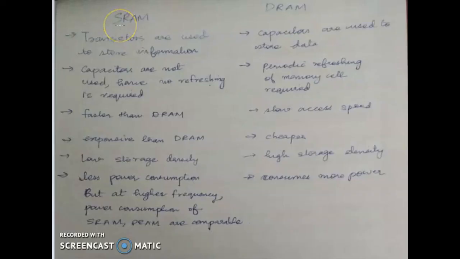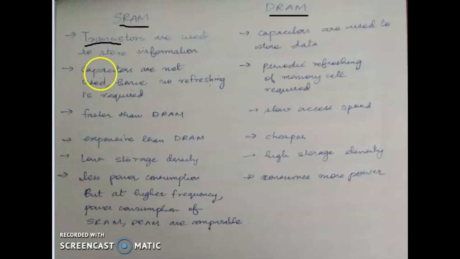Now let's see the difference between SRAM and DRAM. In SRAM we have seen that information is stored using a latching arrangement, so transistors are the storage devices used in SRAM. But in the case of DRAM, capacitors are used to store data. Therefore, in SRAM, since capacitors are not used, no refreshing is required. But DRAM requires periodic refreshing of the memory cell, as the charge across the capacitor leaks away after some time.